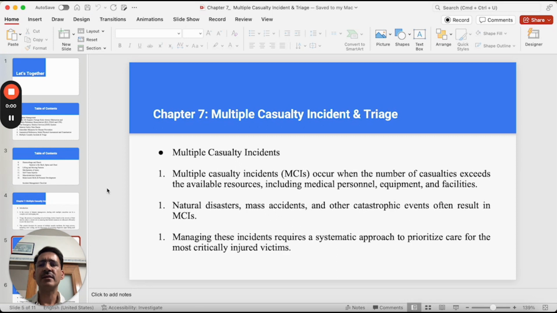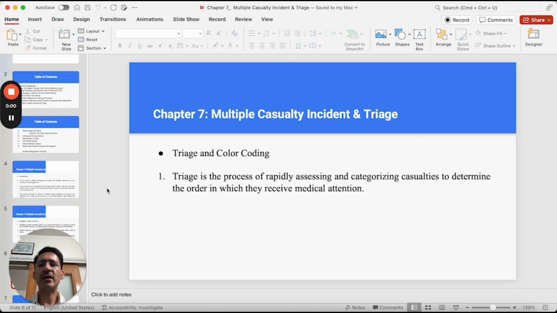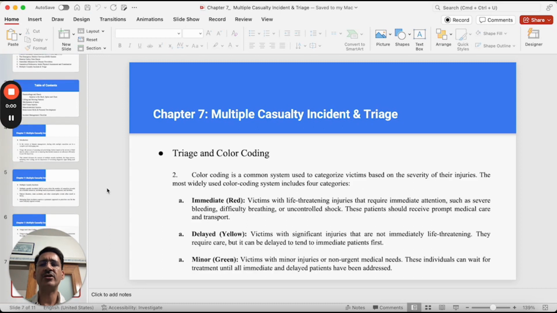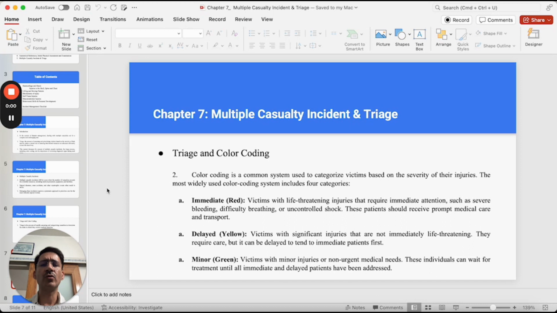Multiple casualty incidents. MCIs occur when the number of casualties exceeds the available resources, including medical personnel, equipment, and facilities. Natural disasters, mass accidents, and other catastrophic events often result in MCIs. Managing these incidents requires a systematic approach to prioritize care for the most critically injured victims. Triage and color coding. Triage is the process of rapidly assessing and categorizing casualties to determine the order in which they receive medical attention. Color coding is a common system used to categorize victims based on the severity of their injuries.